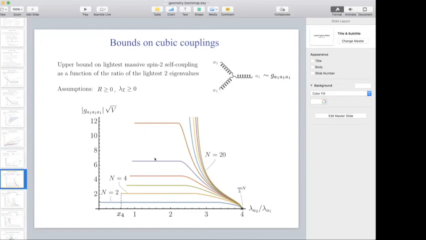So in these bounds in various dimensions, you see that as you try to make that ratio maximized, as you try to pull the eigenvalues as far apart as you can, the coupling goes to 0. So as you try to make this mode get as far apart as possible, it basically decouples.